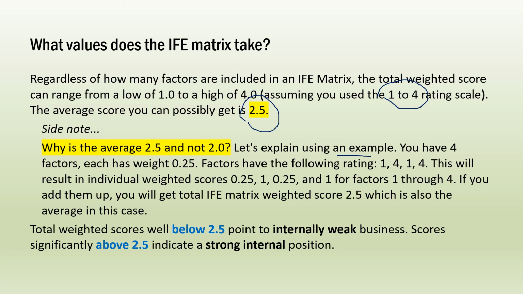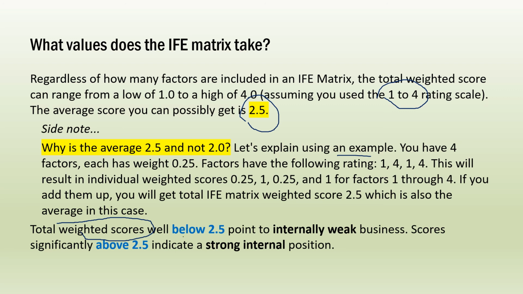You have 4 factors and each has an average weight of 0.25. And the factors have the following rating: 1, 4, 1, and 4. This will result in individual weighted scores of 0.25, 1, 0.25, and 1 for factors 1 through 4. If you add them up, you will get total IFE matrix weighted score 2.5, which is also the average in this case. So this is the interpretation for the total weighted scores.